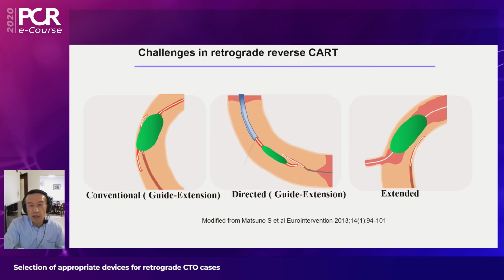So these are the challenges in the retrograde reverse CART. We know the conventional reverse CART, which is on the left-hand side, but most of the time we use, so often, the guide extension directed reverse CART right here in the middle, which is the most popular. But as I described in the right-hand panel, extended reverse CART, on the other hand, is very difficult and sometimes potentially dangerous if we explore the retrograde subintimal space all the way to the proximal true lumen. That's how we have trouble sometimes.